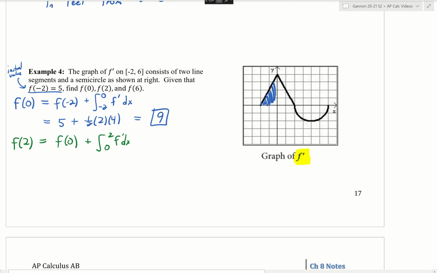So again, we found out that f of 0 was 9, and then when we add the integral from 0 to 2, we're going to add this area, which is 1/2, the base is 2, the height is 4. So 9 plus 4 is 13. So f of 2 is simply 13. All right. I will show an alternative way to find f of 2 at the end of the video, but that's one way to do it.